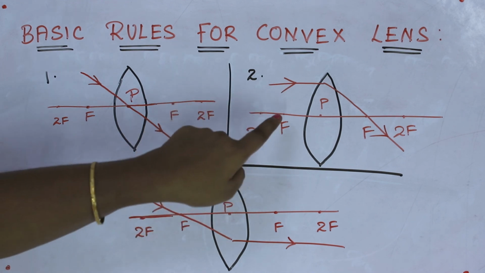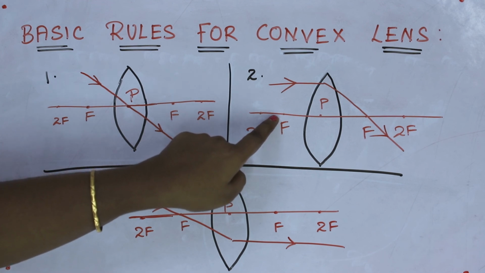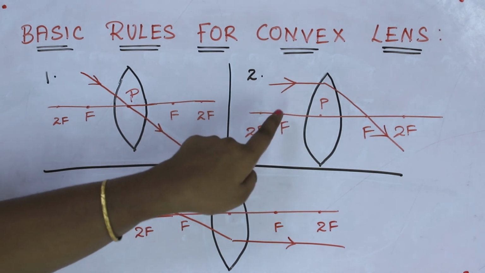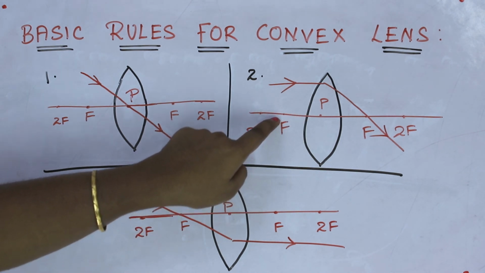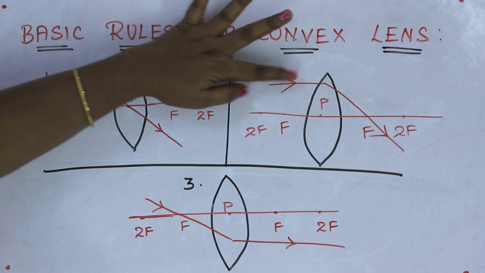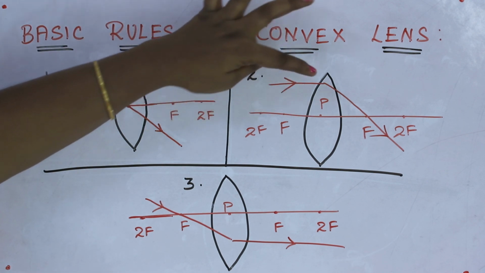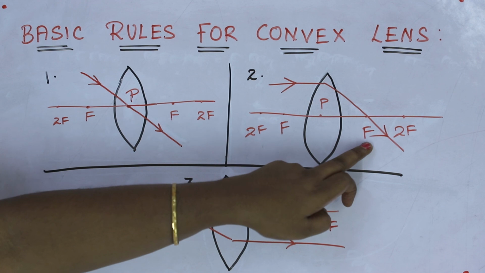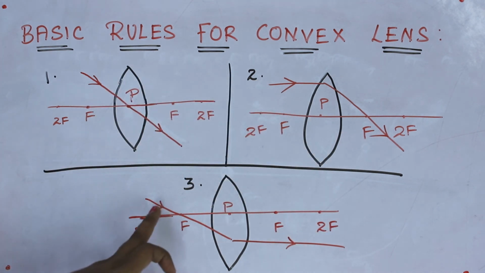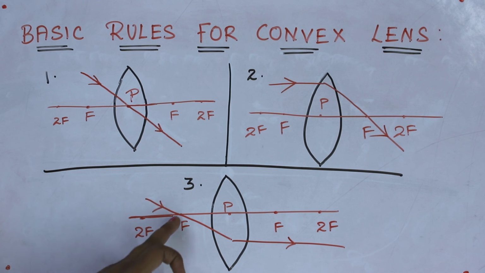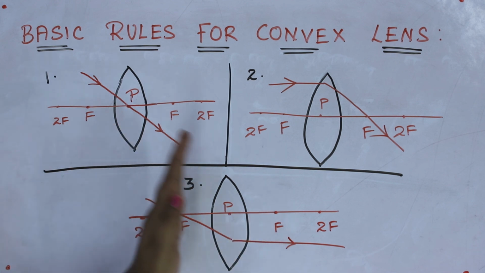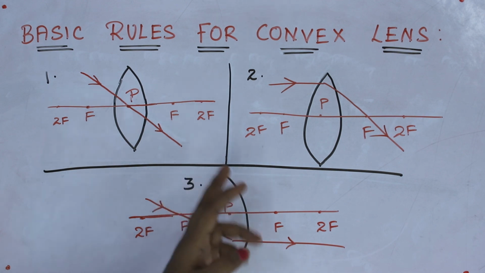Second rule, this line is said to be the principal axis, because a line that touches both the center of curvature and the pole point is said to be the principal axis. If you make the light ray travel parallel to the principal axis, the ray will refract only through the principal focus. This is the second rule. Third rule, if you make the light ray pass through the principal focus, after refraction the light ray will be parallel to the principal axis. These are the 3 rules we should know for the convex lens.